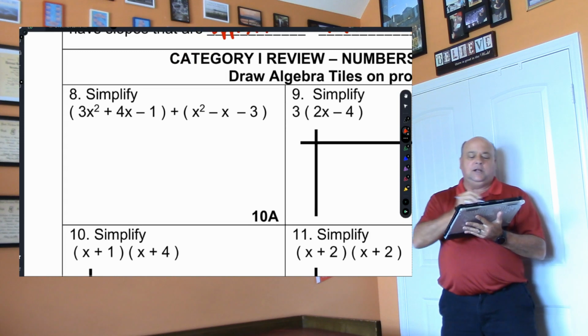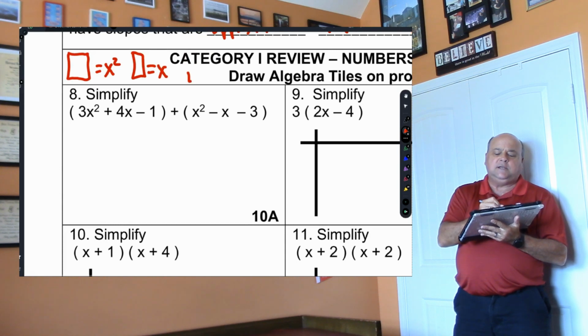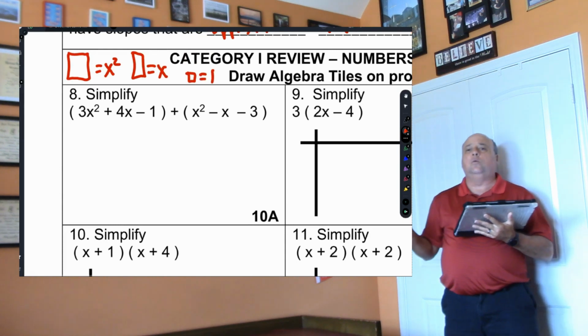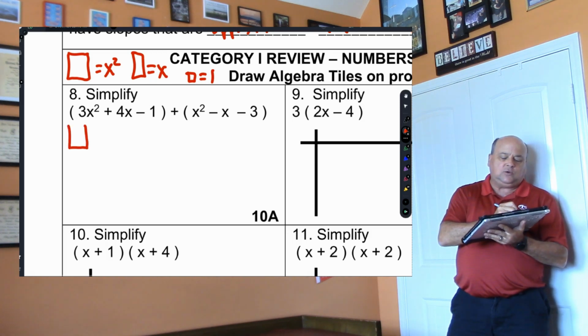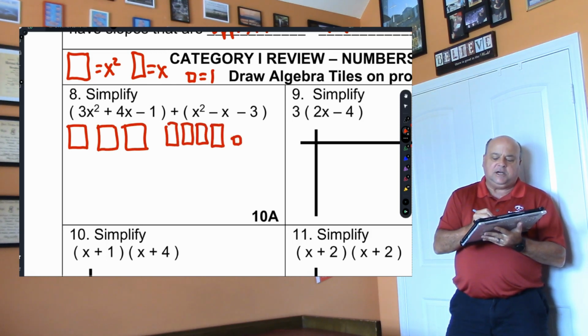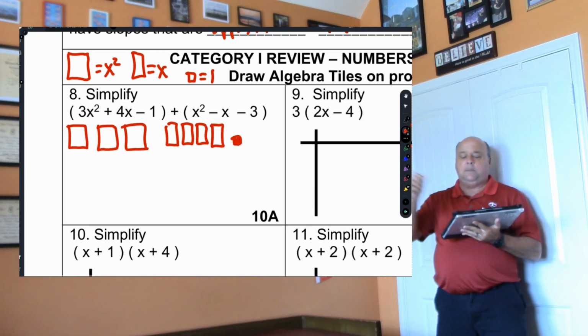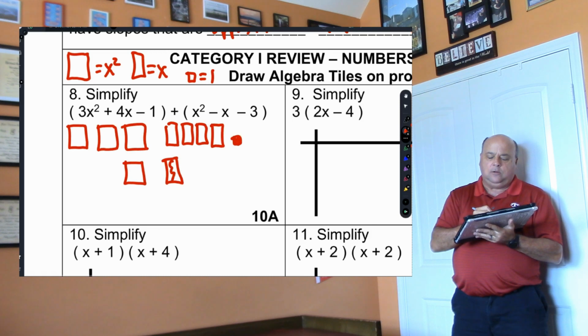On number 8, we're going to draw these, and remember, a big square is x squared, a rectangle is equal to x, and a little square is equal to 1. Make sure you're drawing the shapes. So 3x squared is going to be 3 big squares. Then I got 4 rectangles. And then I got 1 shaded square. Then I'm going to draw my other shape, x squared. I got 1 shaded rectangle, and then 3 shaded squares.